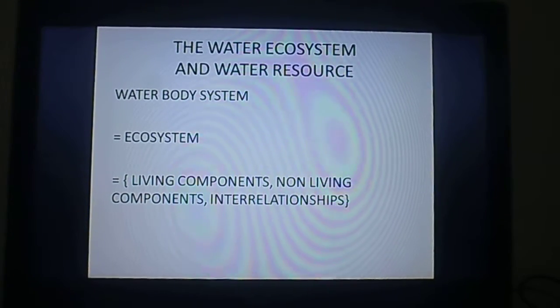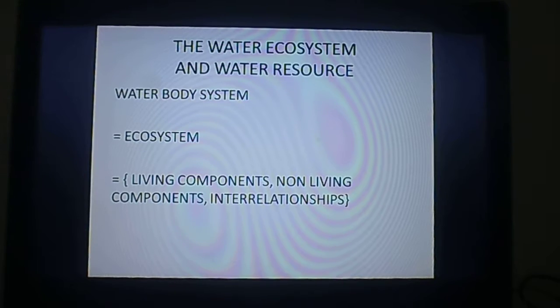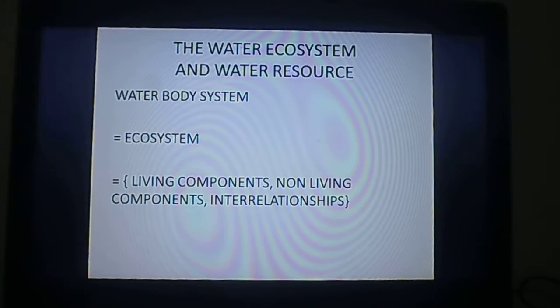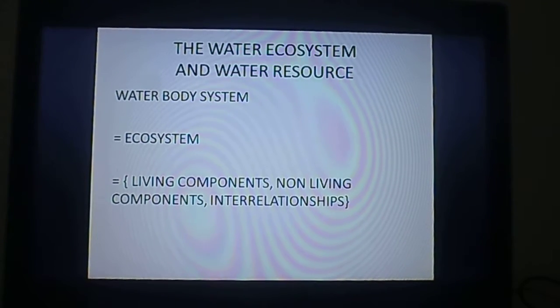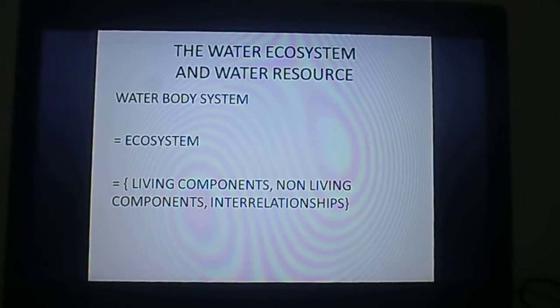A water body system may be an ecosystem. As an ecosystem, it consists of living components, non-living components, and the interrelationships between the living components and the non-living components.